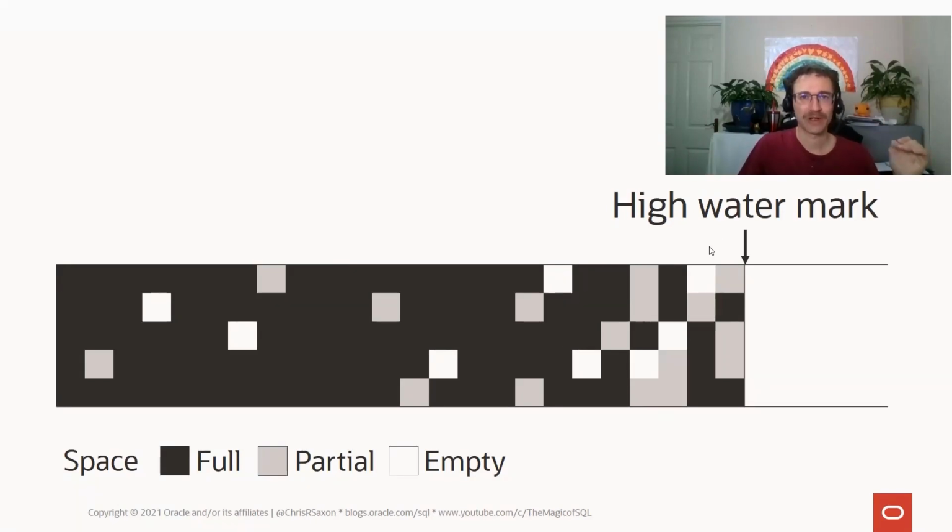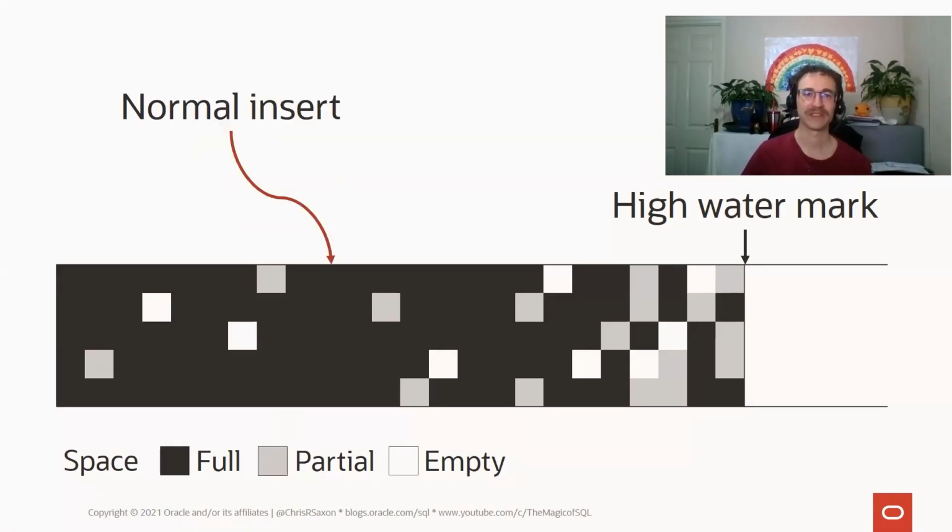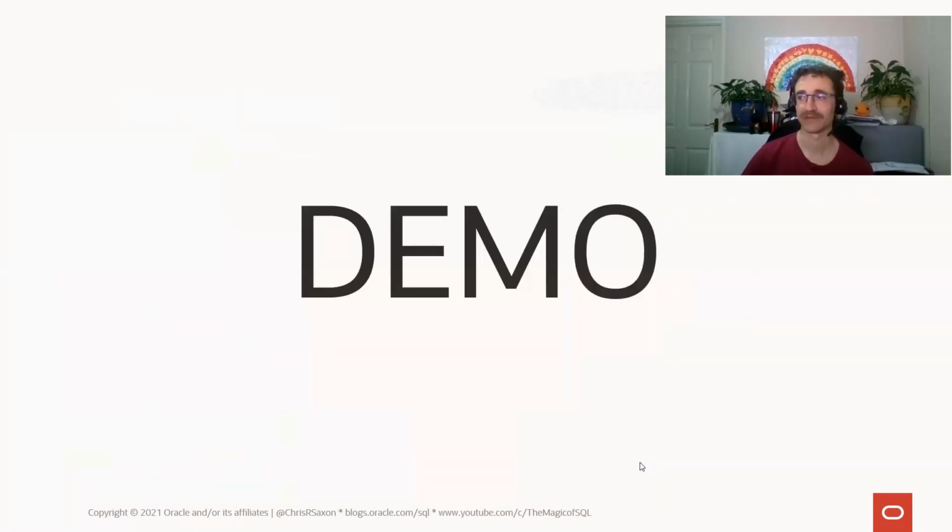So our high water mark for the table is the highest block in the table which has had data inserted into it. If you do a normal or conventional path insert, it will search for free space below the high water mark before inserting the row, if there is some. So we'll use one of these lighter colored patches. Direct path inserts always go above the high water mark, so they don't search for free space, but they also bypass the buffer cache. Both of these things can add up to some performance savings when it comes to inserting data.